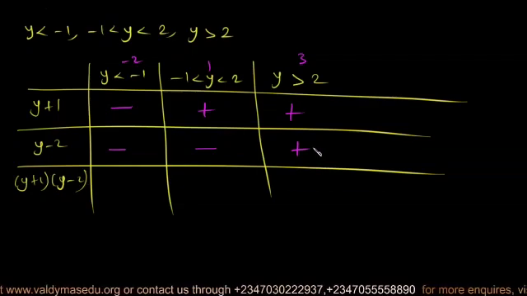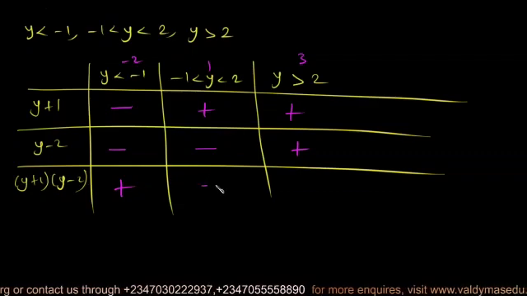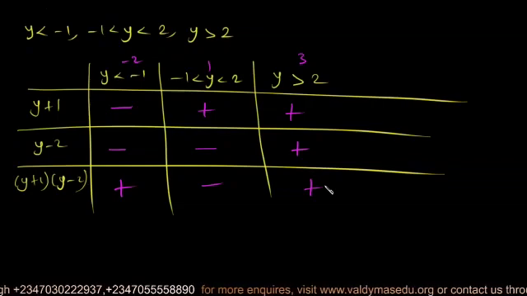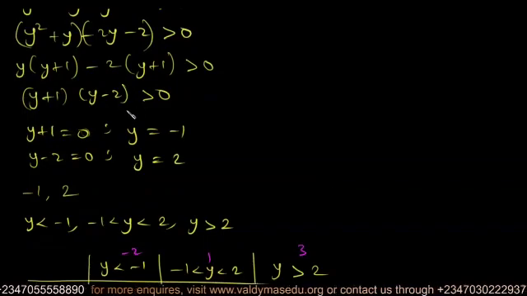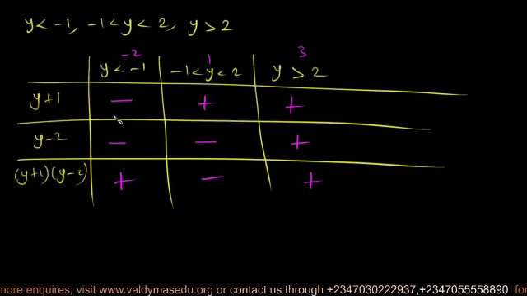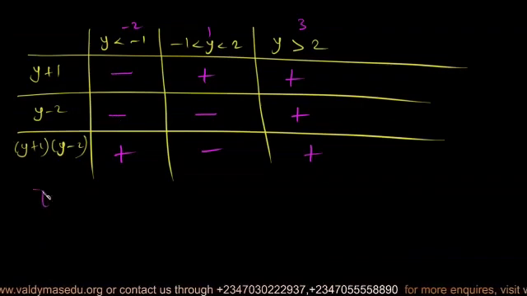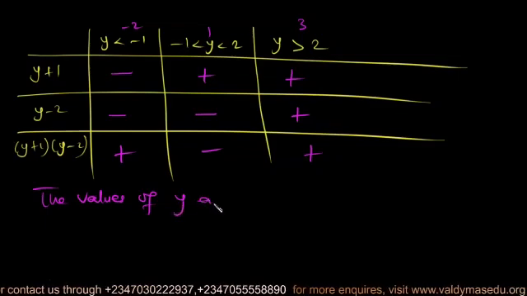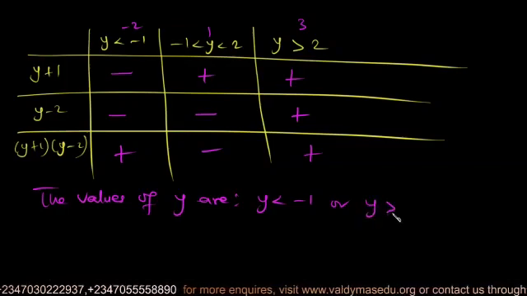So multiply together. Minus times minus, we have plus. Plus times minus, we have minus. Then plus times plus, we have plus. So after getting the sign table, you now check for the inequality. We have a greater than inequality, so it means you write our y will be the values whose heading is positive. Therefore, we say the values of y are: y is less than minus 1 or y greater than 2.